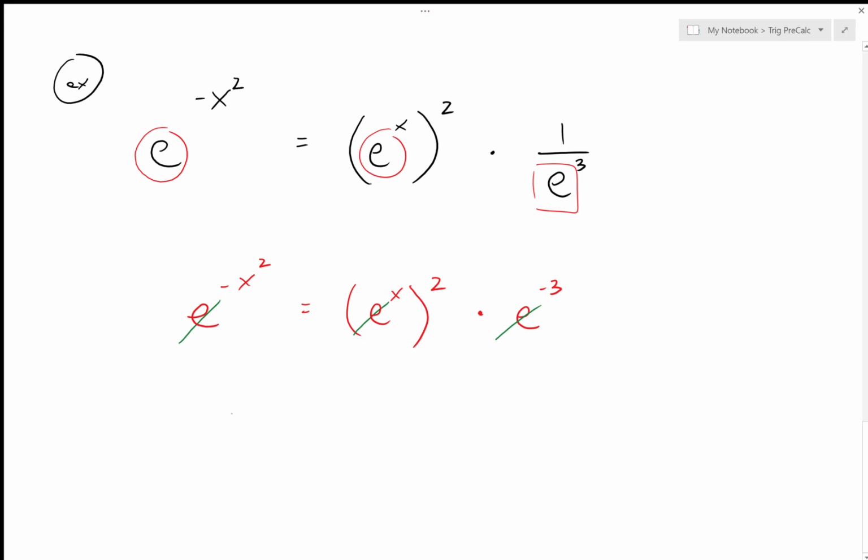So the first term on the left, negative x squared, equals. Now pulling this down, that's reading as x times a 2.